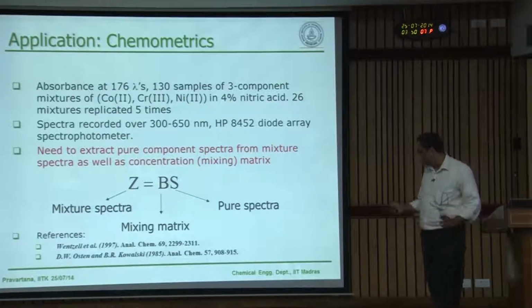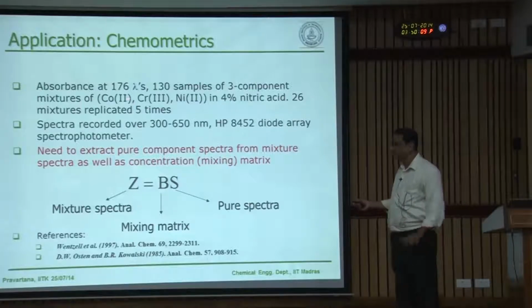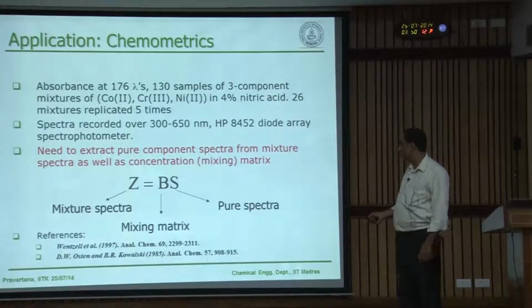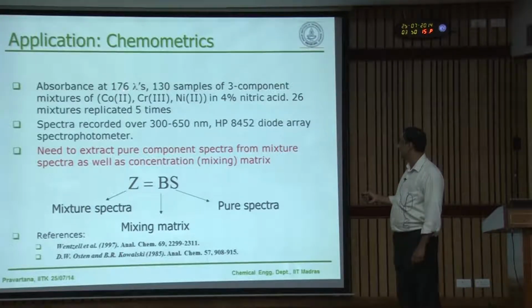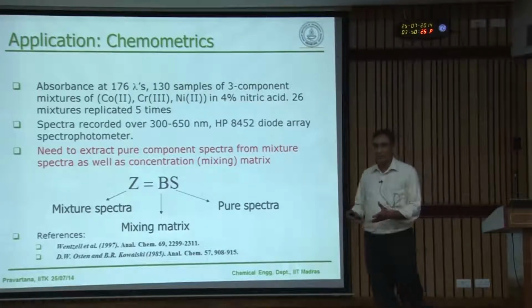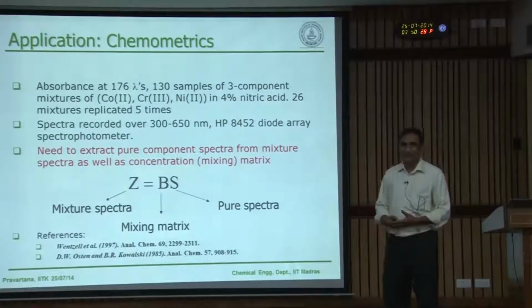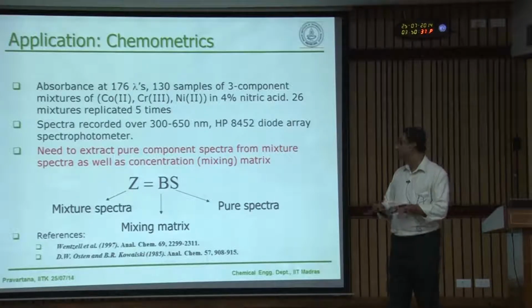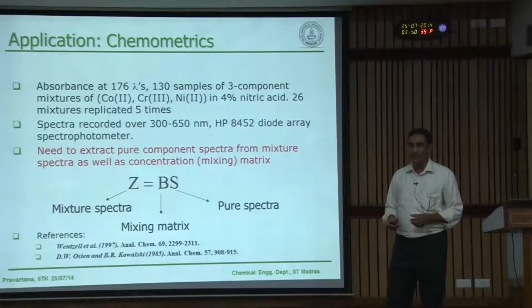And here it's actually a chemometric example. This is a laboratory data set which I borrowed from Wenzel in Canada. They have taken mixtures of cobalt, chromium and nickel salts in nitric acid, and they prepared a 3 factorial design. So 27 mixtures they prepared at high, low, medium concentrations of these, but still well within the fairly dilute range so that you can apply Beer-Lambert's law.